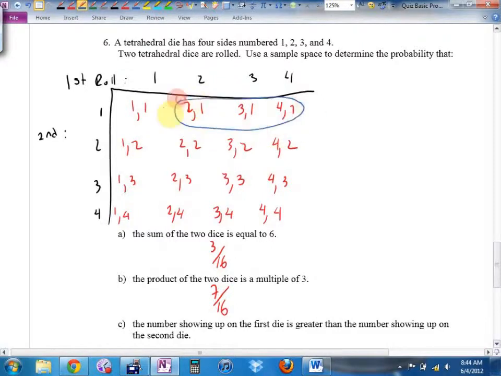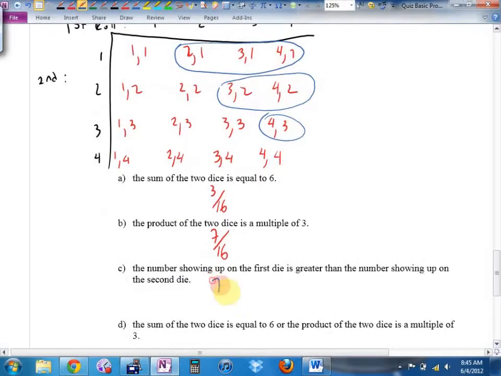all those, oh, there's that top corner for me. 1, 2, 3, 4, 5, 6, also 7 out of 16. Isn't it 6? Yes, it's also 6 out of 16.